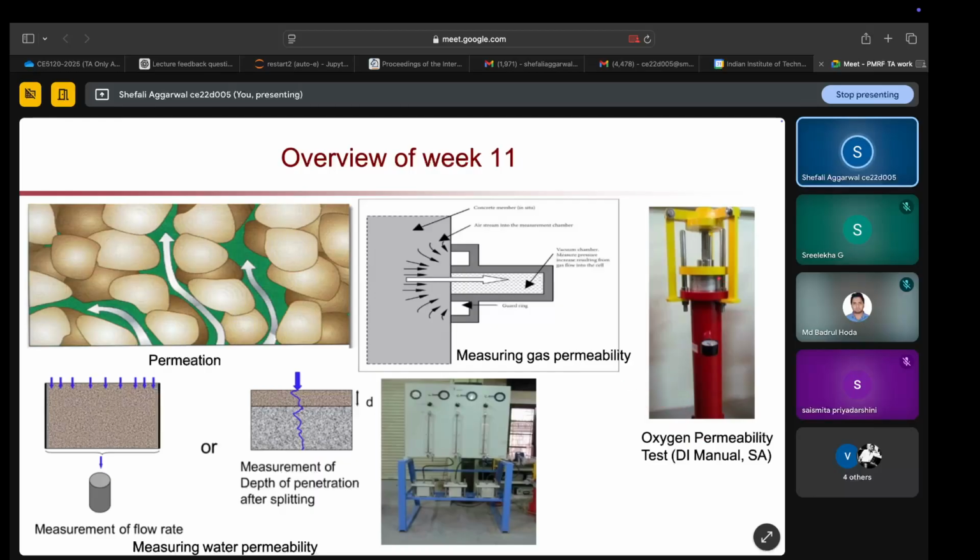One of the gas permeability methods is the oxygen permeability test. In this case, you are forcing oxygen gas to penetrate through your concrete system at a particular pressure, and you will get the values of pressure and oxygen, and then you can get how much oxygen has penetrated through your concrete system, and your OPI value. It will determine if your concrete system is of good grade or not.